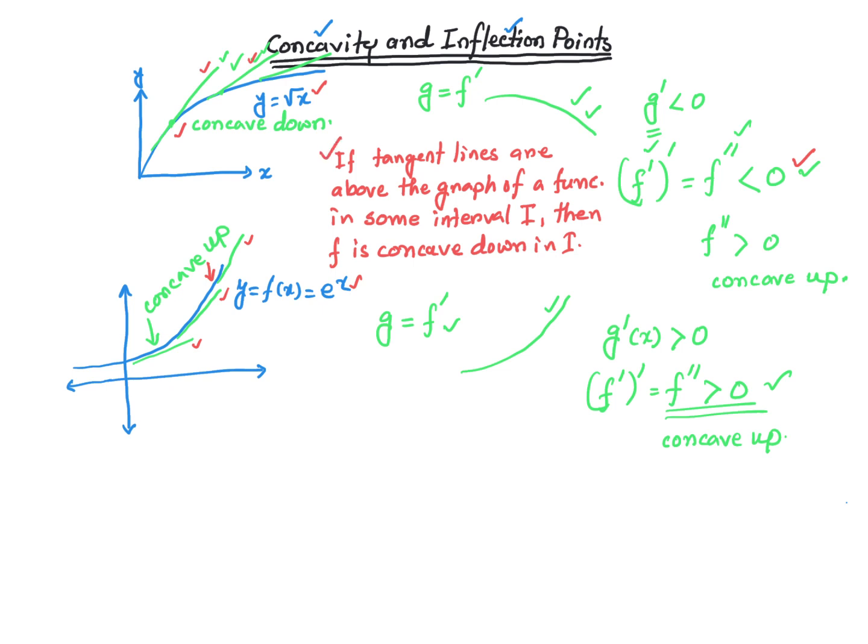So similar to the earlier definition, if the tangent lines are below f, or the graph of the function f, on some interval I, then f is concave up.